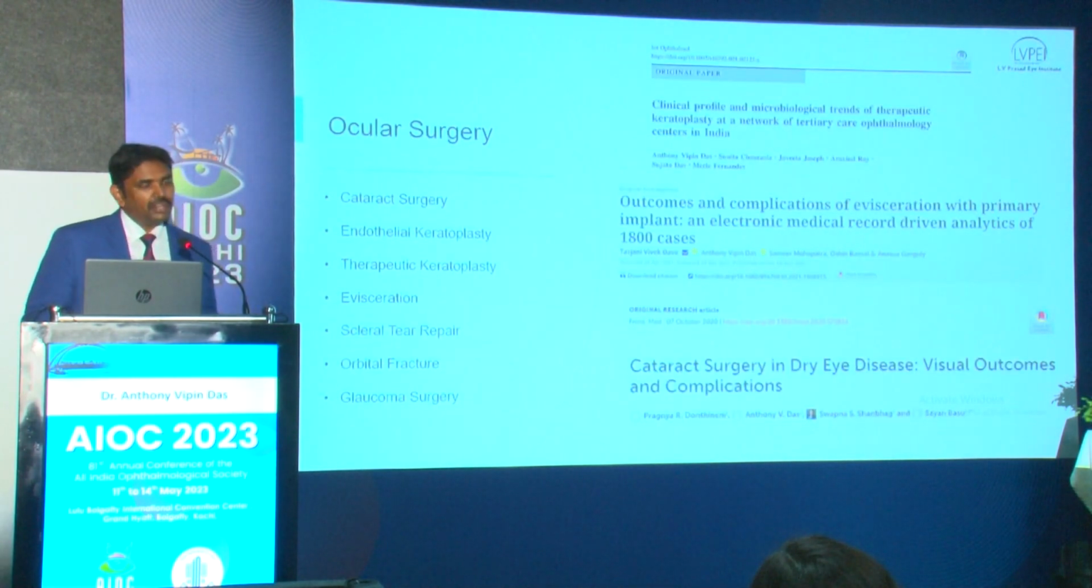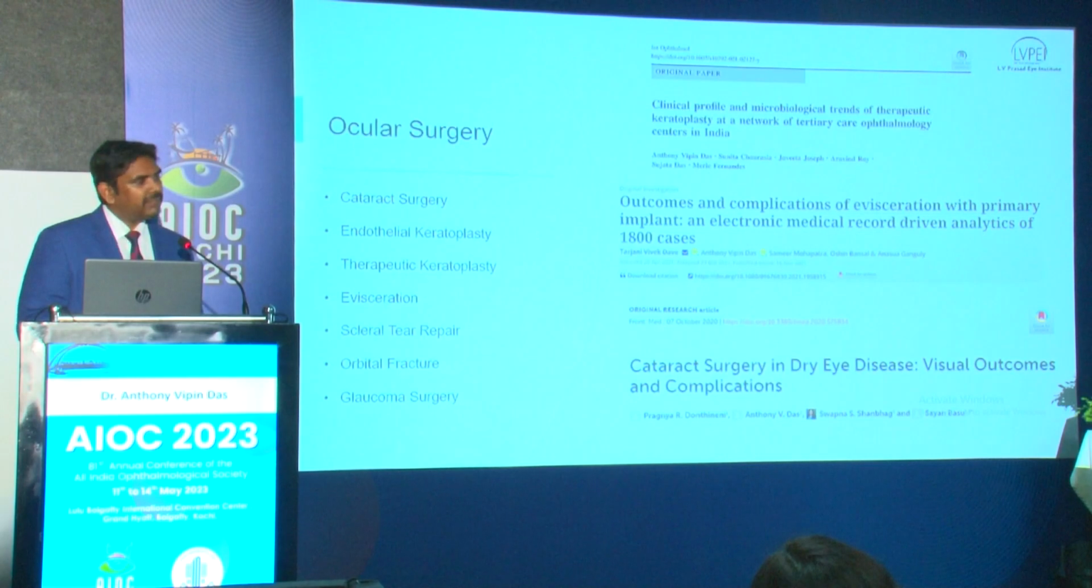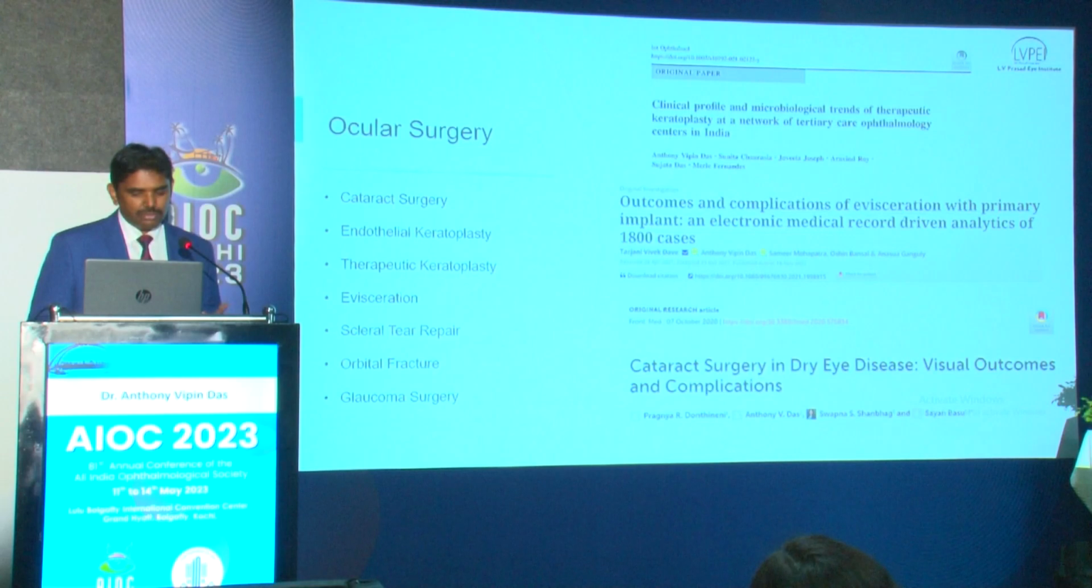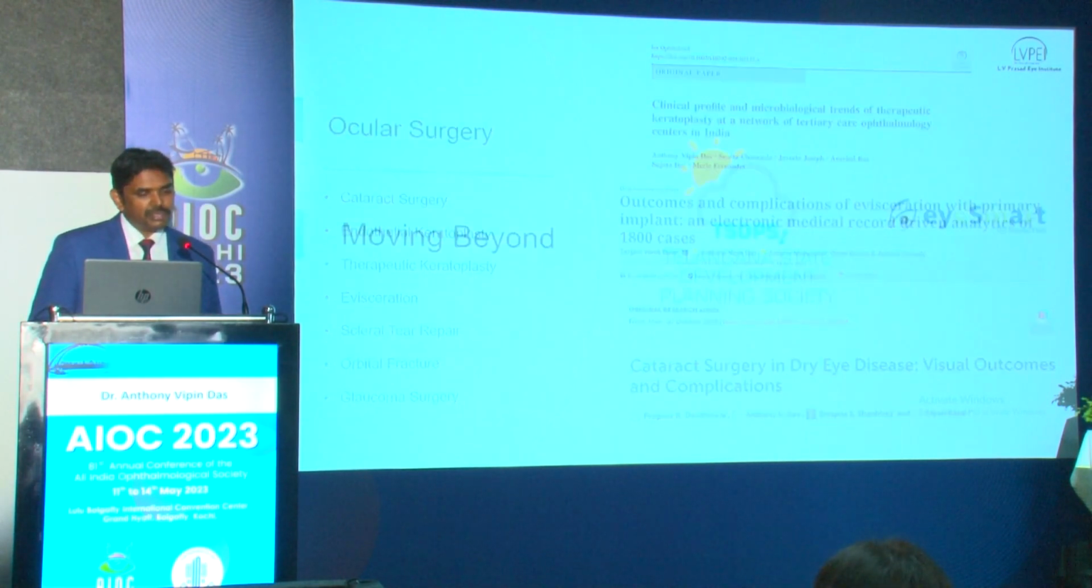But not just ocular disorders, we are also delving into very complex outcomes for surgery, because we've been lucky to have these templates that we put in a decade ago. And now what we're doing is we're looking at things like scleral tear repair, orbital fractures, eviscerations, strabismus surgeries. We're just going deeper into more complex surgeries to actually look at outcomes as well.